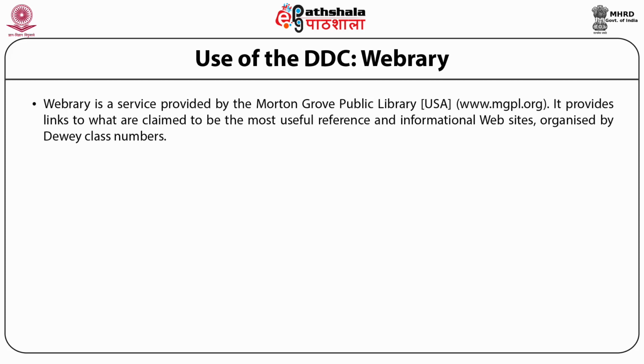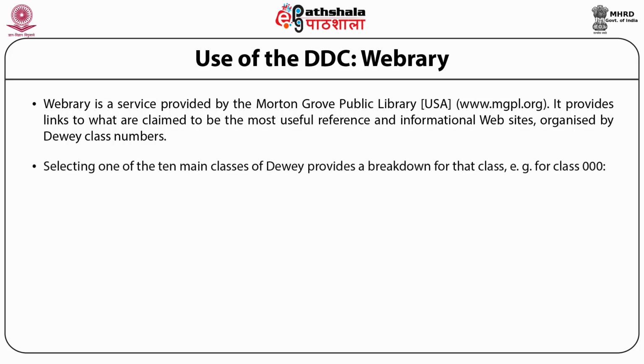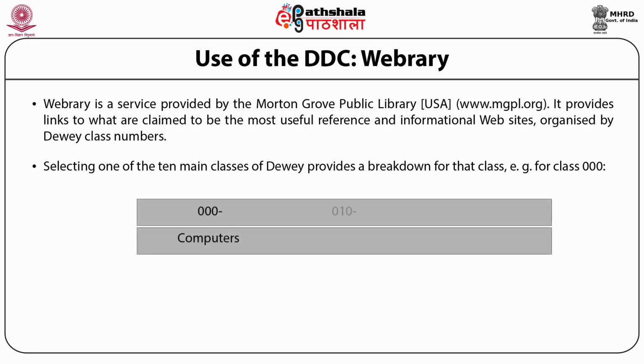Library is a service provided by the Morton Grove Public Library of USA. It provides links to what are claimed to be the most useful references and informational websites organized by the Dewey Decimal class numbers. Selecting one of these 10 main classes of Dewey provides a breakdown for that class. For example, in the class 000, the 00 is computer, 010 is bibliography, and 020 library science.